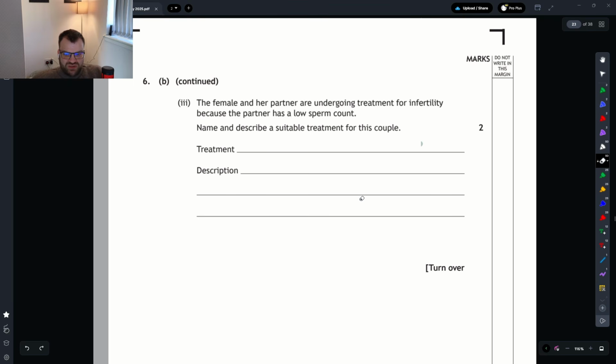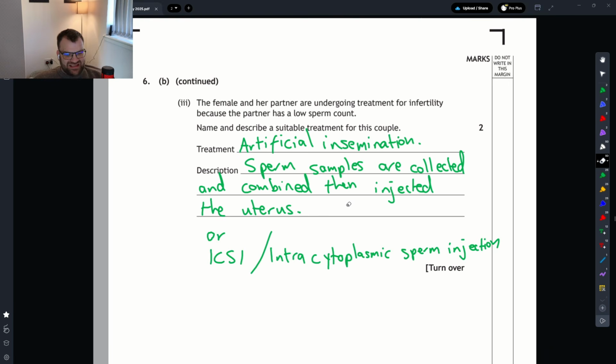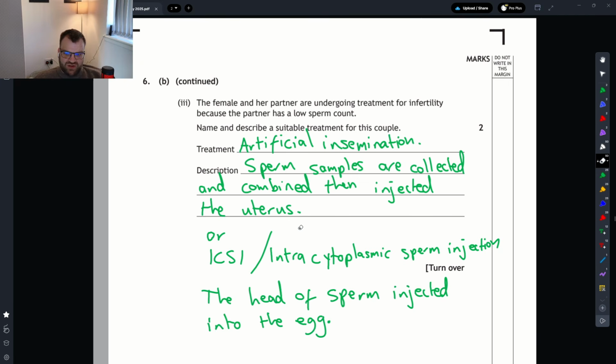Next one, suitable treatments for a low sperm count. Well, one would be artificial insemination. That is when sperm samples are collected, combined, and then injected into the uterus. That will increase the chances of that sperm being successful in fertilizing. You can also use ICSI, intracytoplasmic sperm injection. That's when the head of the sperm is injected directly into the egg, and then those embryos would then be implanted into the female. So head of sperm injected into the egg.